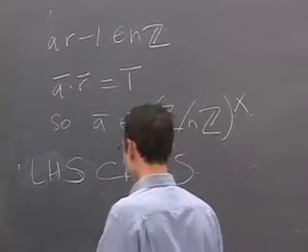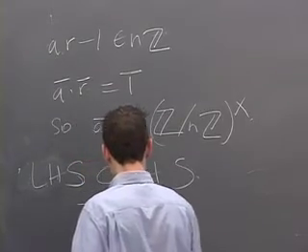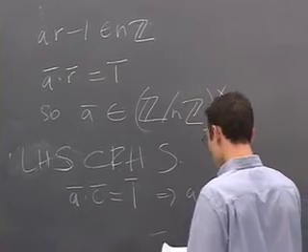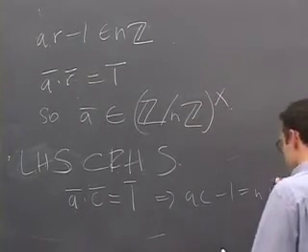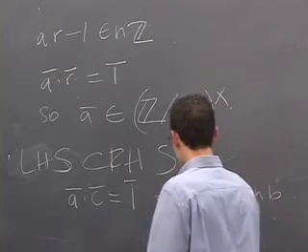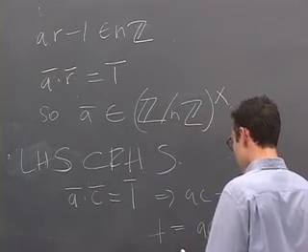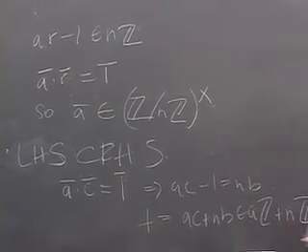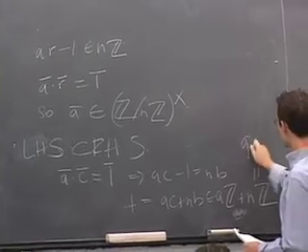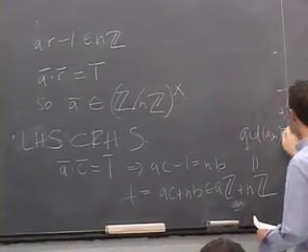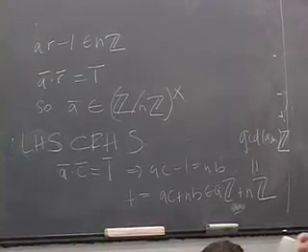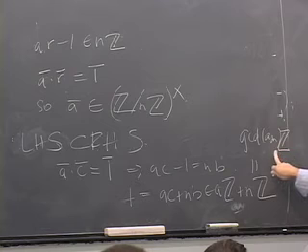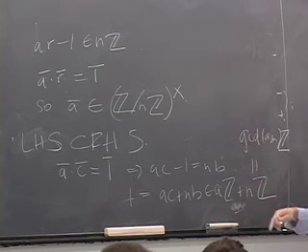Well, do the same sort of thing. If I have A bar times C bar equaling 1 bar, then I can write AC minus 1 equals NB for some integer B. So 1, which is AC plus NB, is in AZ plus NZ. But this thing is just GCD(A, N)Z. And if 1 is in this subgroup of the form DZ, then that D must be plus or minus 1.